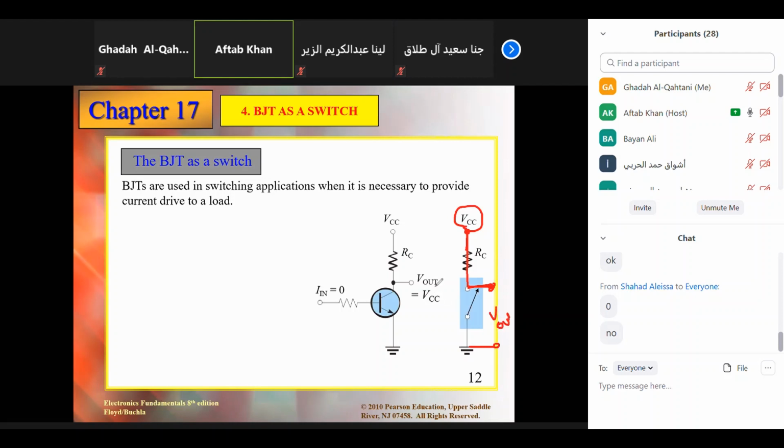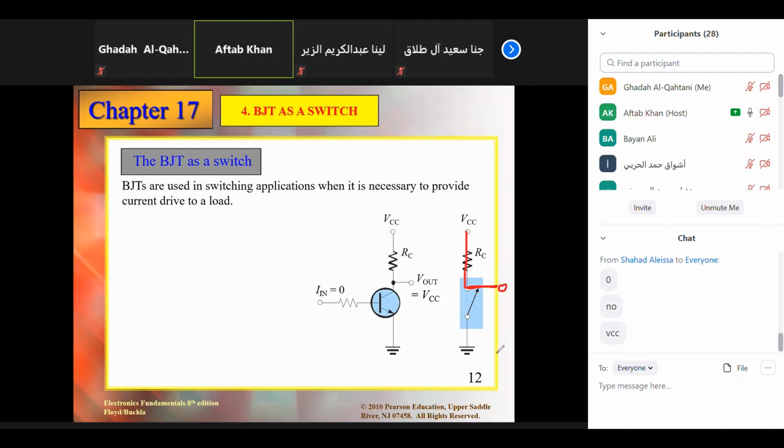So in this case, V out will be equal to VCC, because there is no drop across this one since it is open and no current is going to flow. So whatever is here, we are getting exactly the same here.